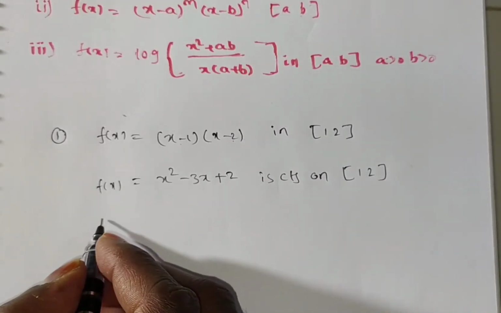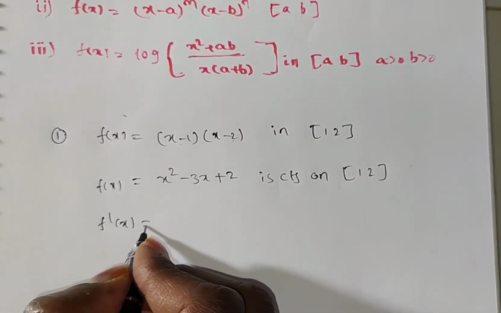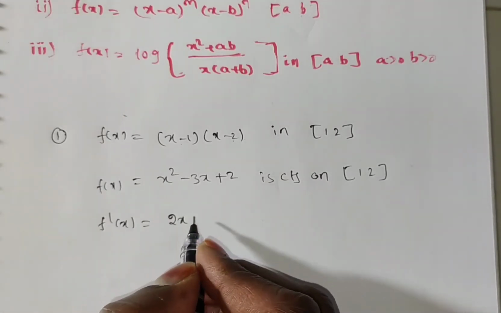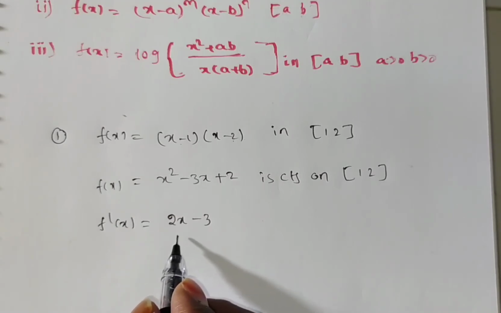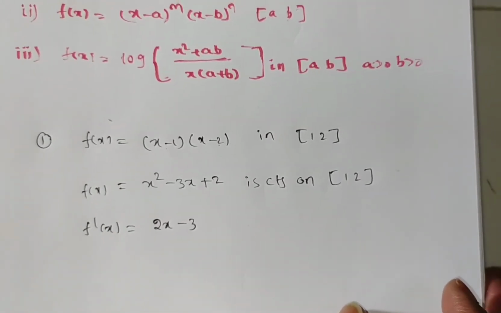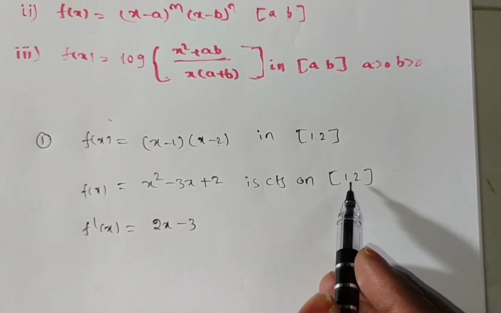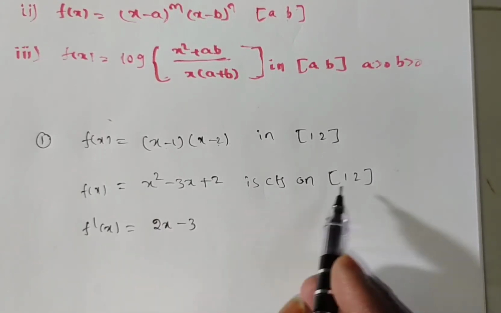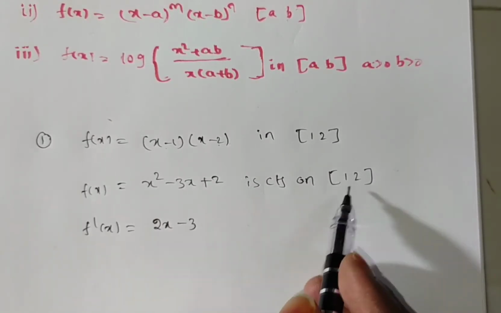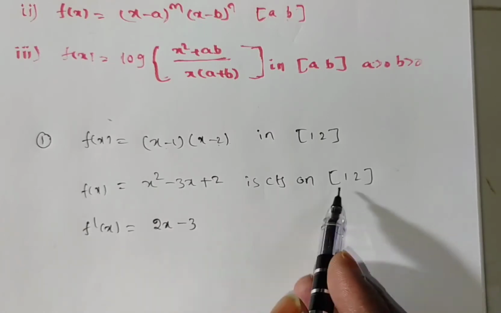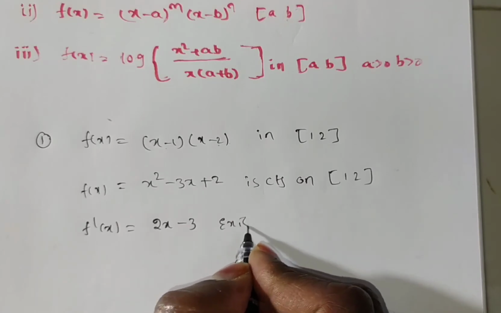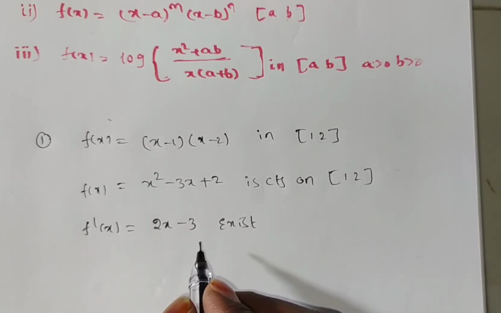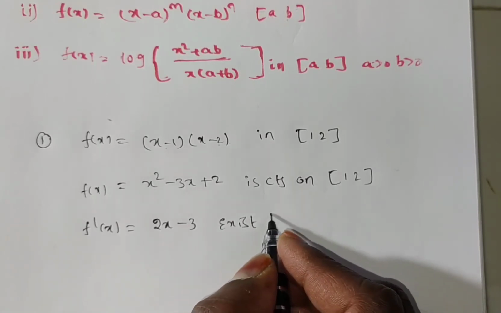Next one, f dash of x, check it. What is f dash of x? Here we have 2x minus 3. 2x minus 3 is a linear polynomial, a polynomial of degree 1. So does this exist? Is it defined for every value in between 1 and 2? It is finite: put 1.5, 1.3, 1.2, 1.9, 1 and 2, you are getting a finite value. So this exists, nothing but f of x is differentiable on the open interval (1, 2).